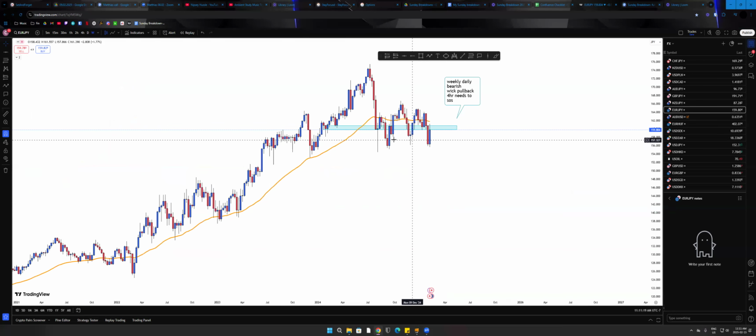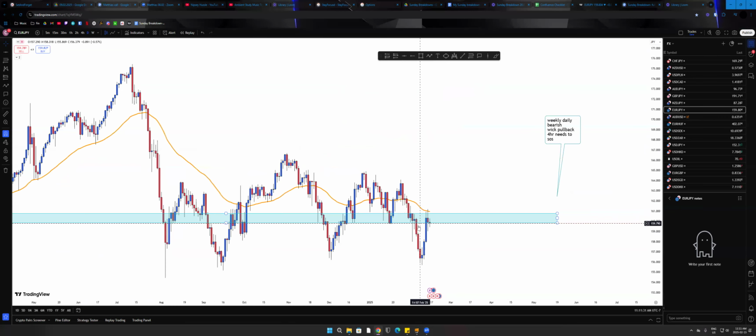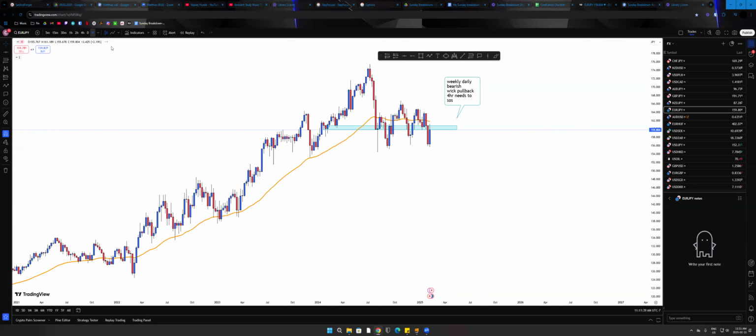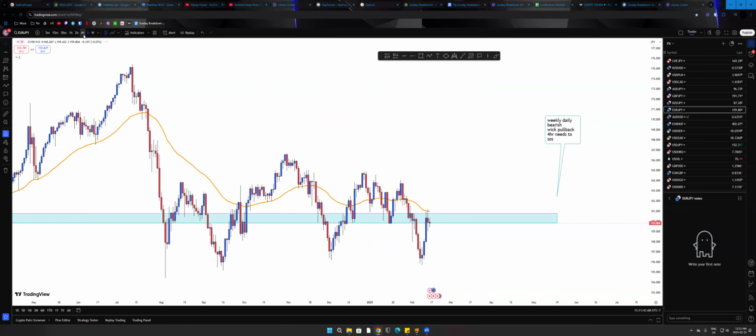Weekly for EURJPY. So we're bearish. Broke a level right here. Bearish, lower low. Daily is telling us the exact same thing. Daily is bearish, and we're at a weekly area of interest. Daily's had a nice proper pullback.